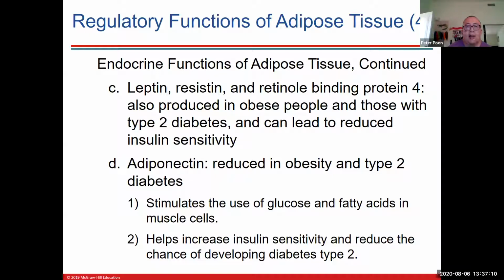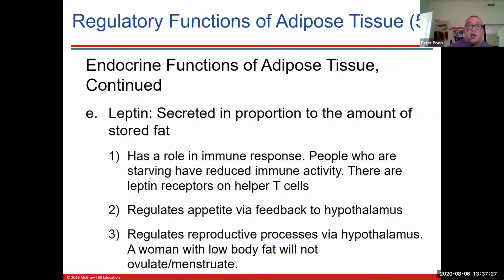All right. Leptin. Leptin is a hormone that's made in fat, especially in obese people, it can lead to insulin sensitivity, etc. Leptin is secreted in proportion to the amount of stored fat. So it has a role in the immune response.